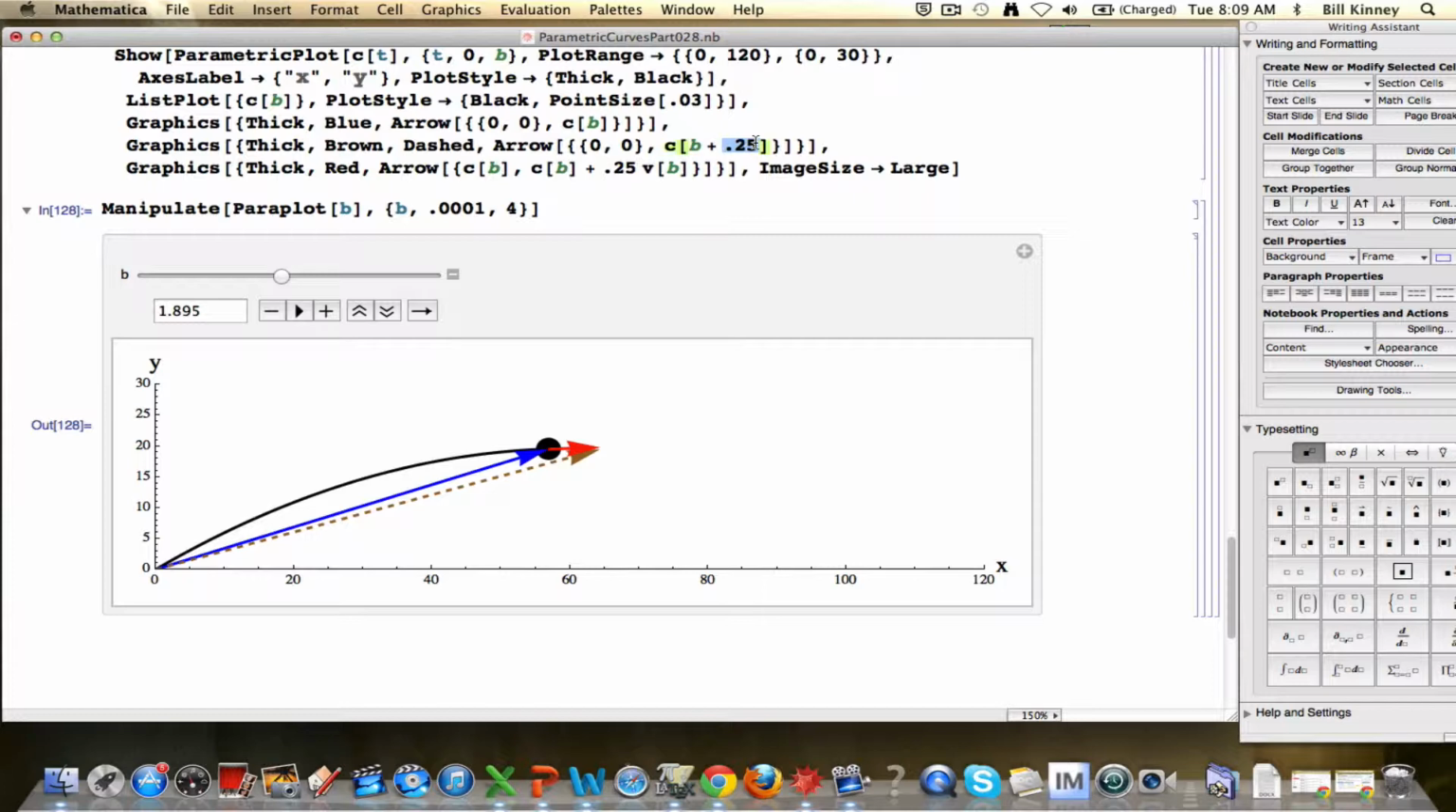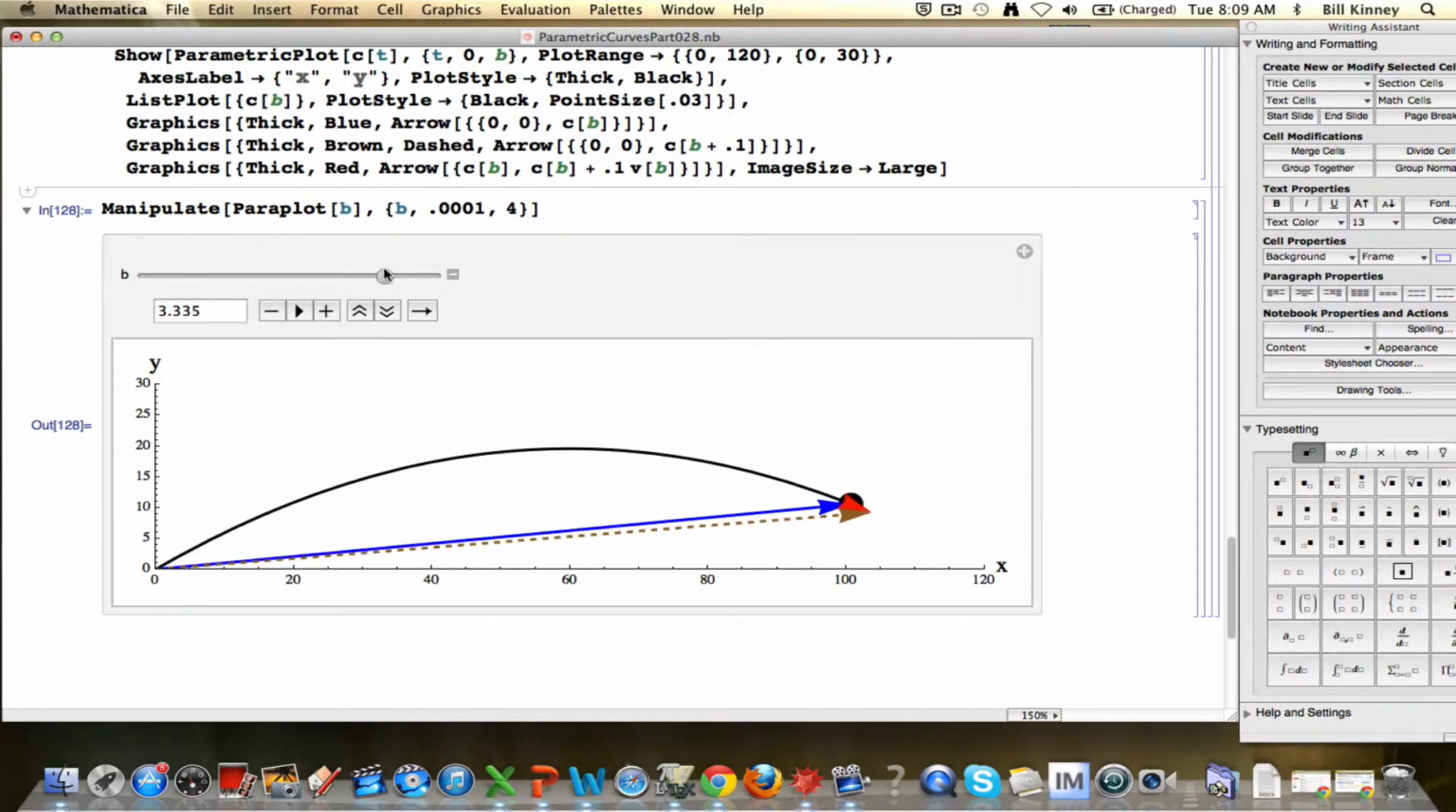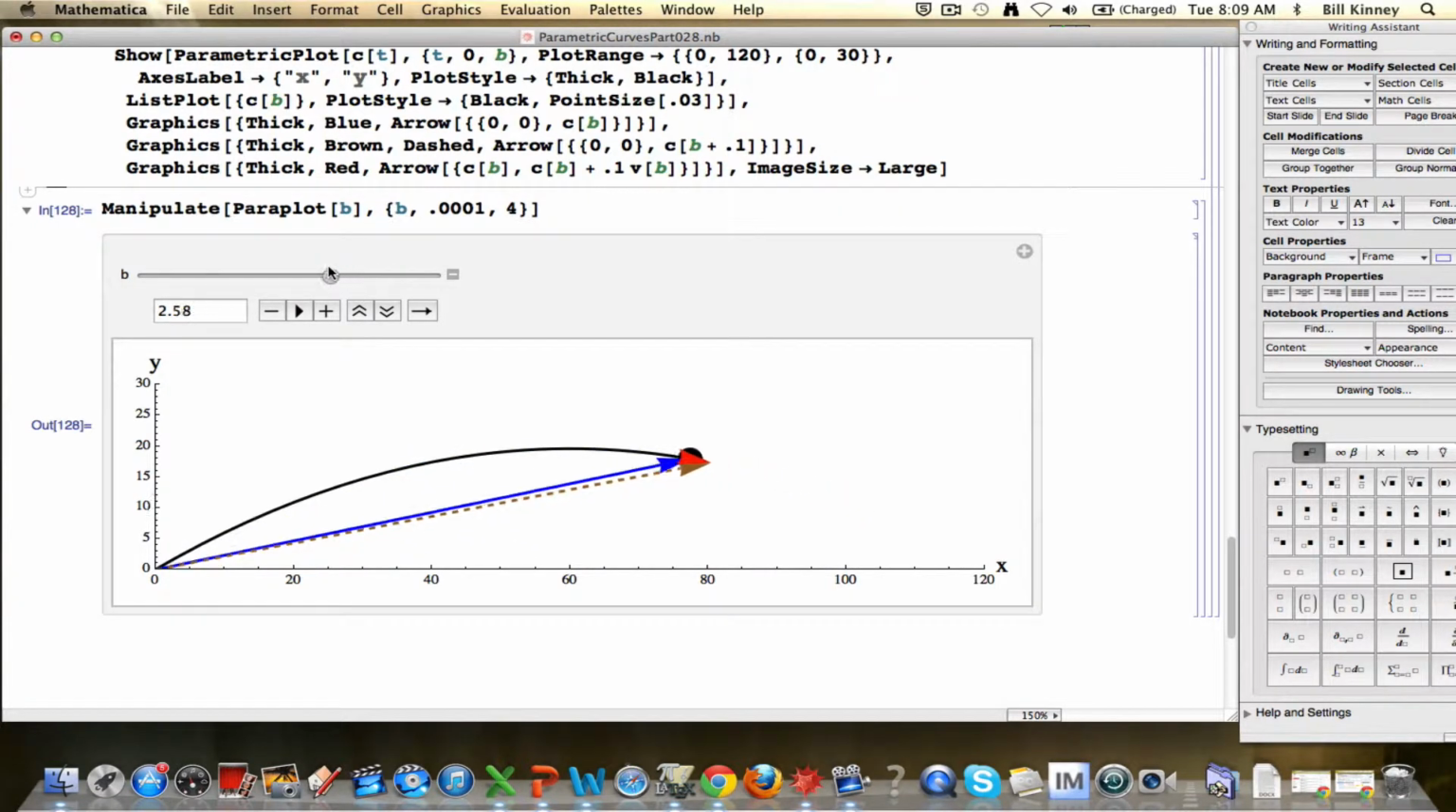Let's go even further, maybe 0.1 in both spots. A little hard to see here perhaps, but you can trust me, the red arrow, if you were able to draw it more fully, goes from the tip of the blue arrow to very close to the tip of the brown arrow. Not exactly, but very, very close.